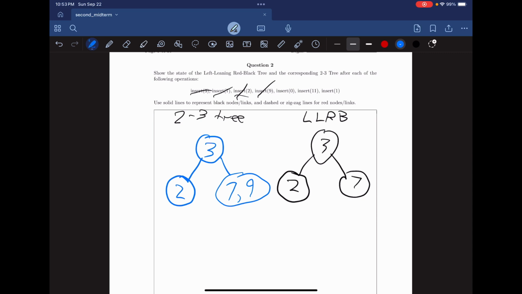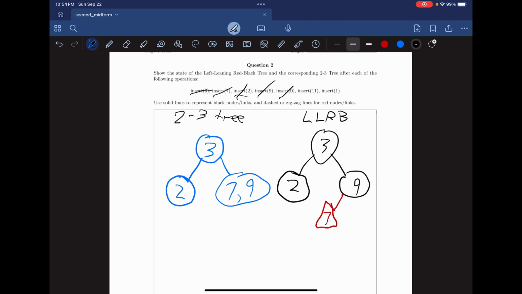Now we want to match the left-leaning red-black tree representation. And again, in left-leaning red-black trees, the red node always has to be the left child. And so that means that we have to have the 9 be the black node in this case. So we set the 9 there, and we set the 7 to be the left child.